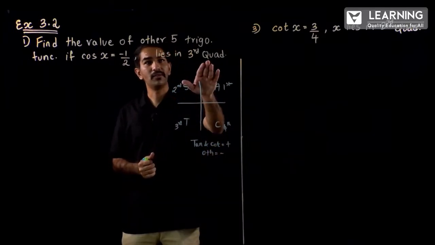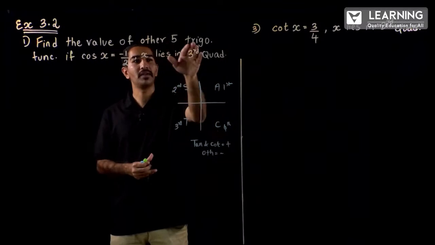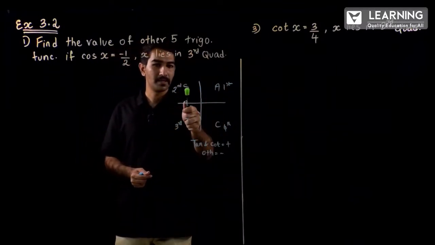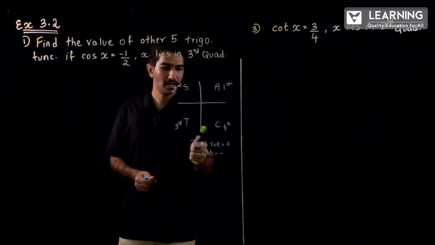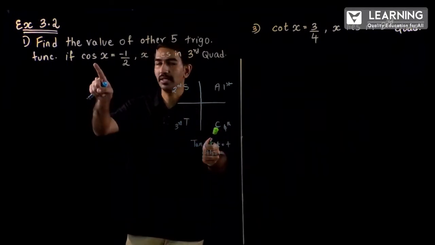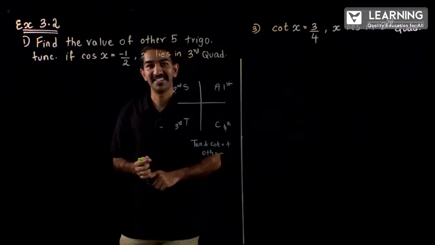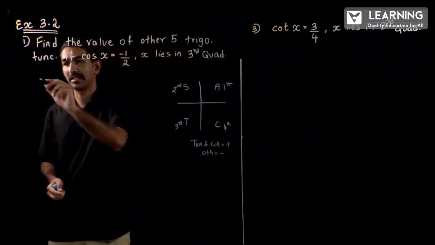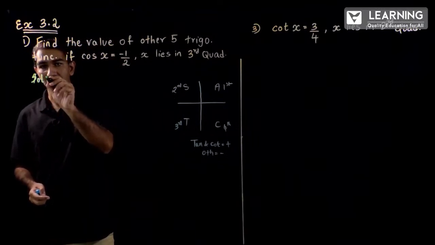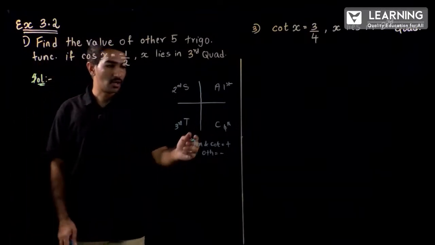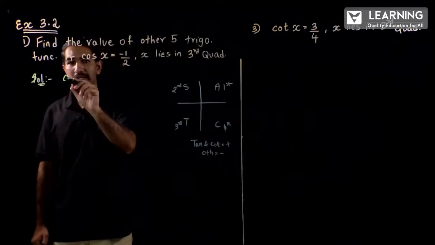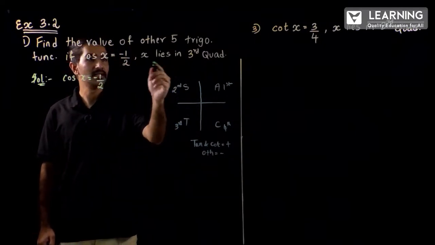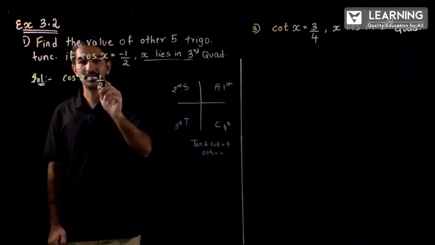So this is fine. What should we find out here? Find the value of the other 5 trigonometric ratios. What are they? Sine and cosecant, tan and cot; cos is already given, and secant we have to find out. So let us begin with this problem. Solution. Cos x is equal to minus 1 by 2. Why is it minus? Because x lies in the third quadrant, that is why cos is negative.